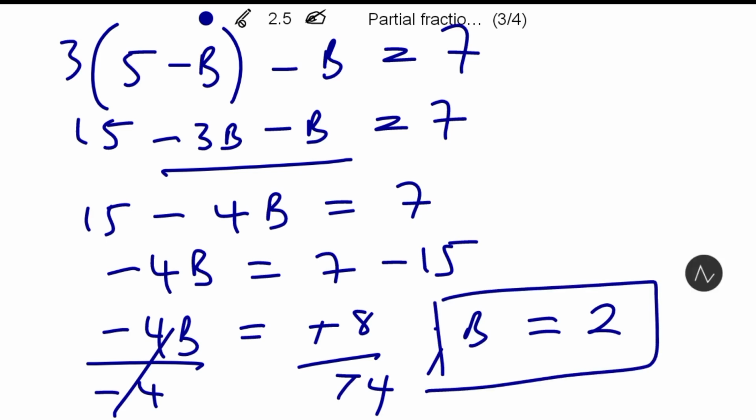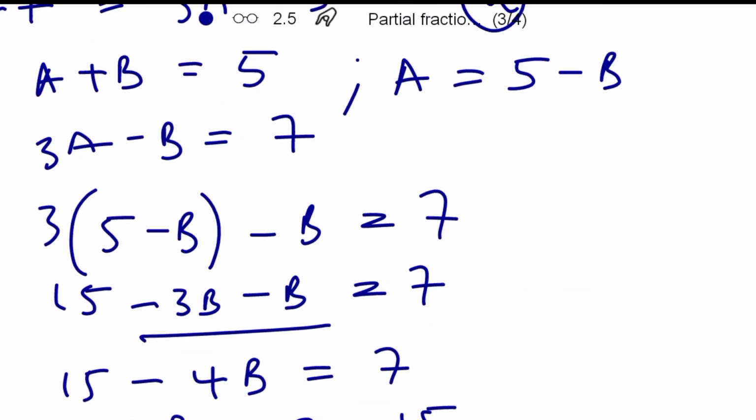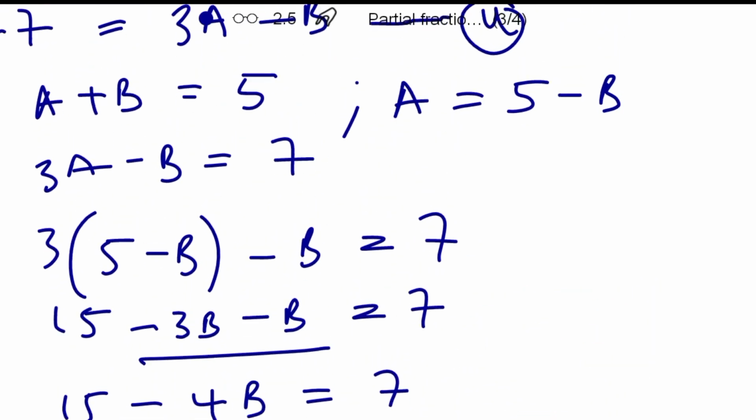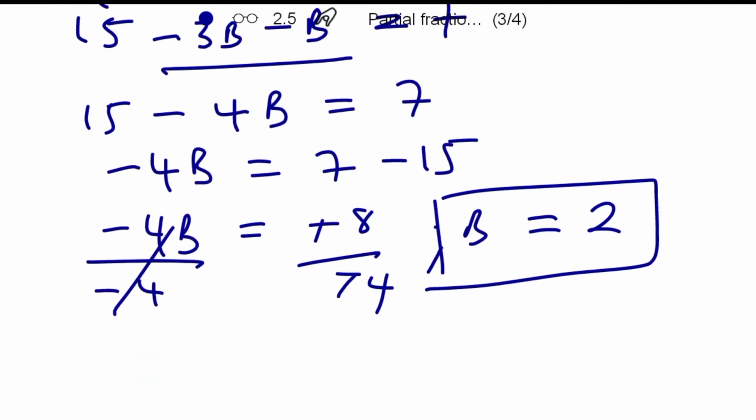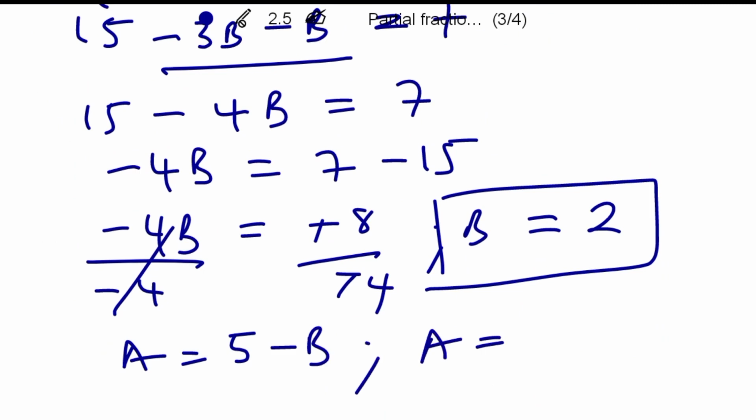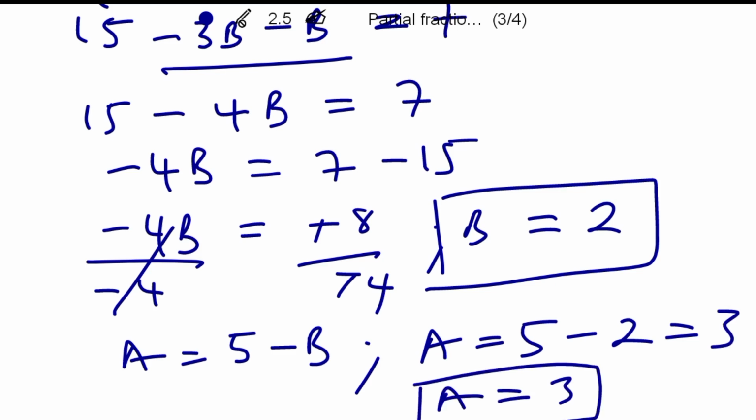Right? So if b is having a value of 2, all we just need to do is to substitute into a equals 5 minus b. So a equals 5 minus b, right? So a equals 5 minus 2 equals 3. Definitely a equals 3. You can see that a has a value of 3.